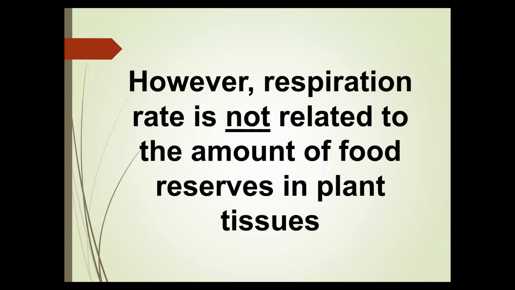However, respiration rate is not related to the amount of food reserves in plant tissues. Asparagus, which has a very high respiration rate, has relatively low reserves of starch in its tissues. In contrast, sweet potatoes, which are very high in starch reserves, have a very low respiration rate.